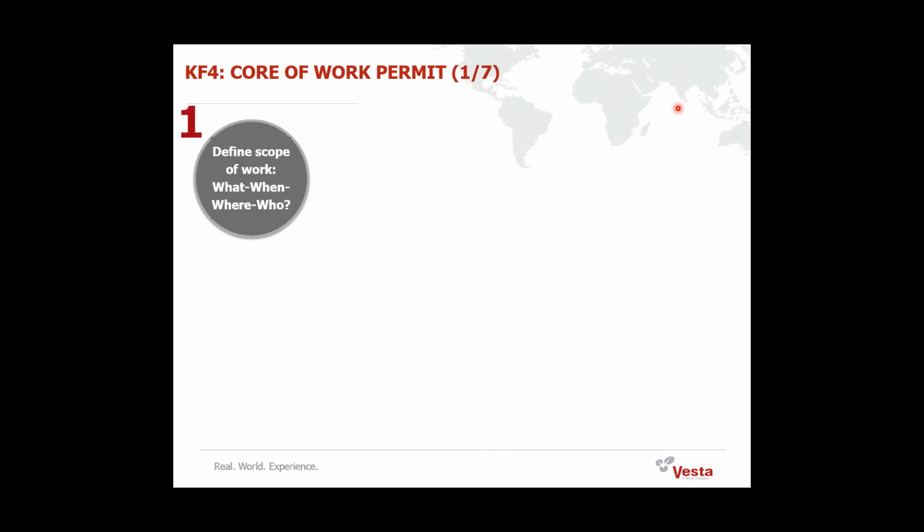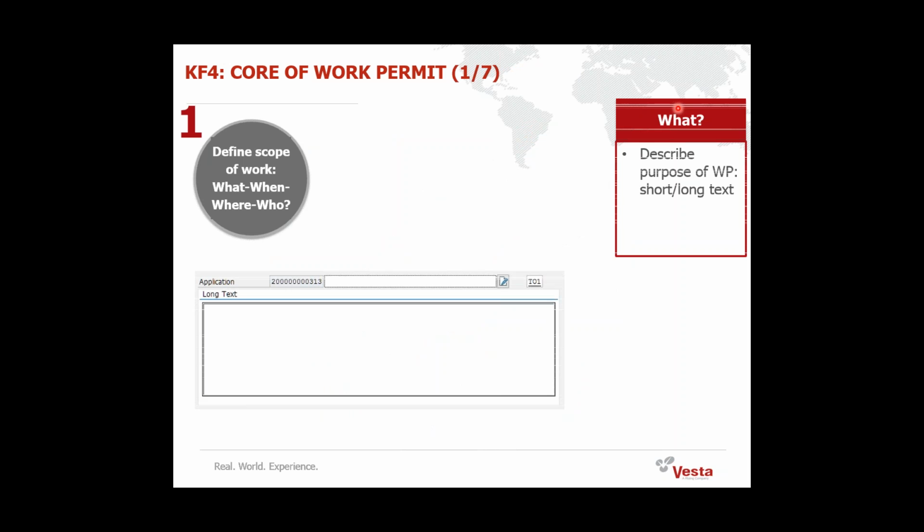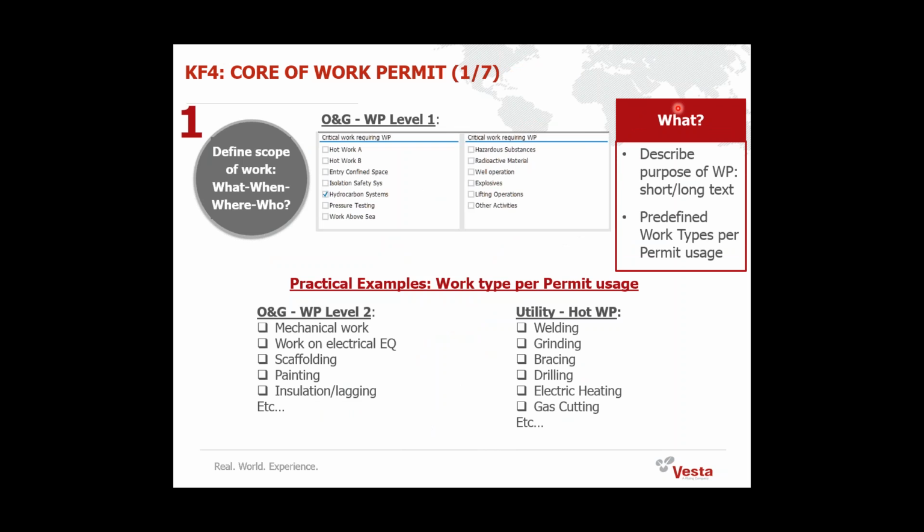Okay, number 1, define scope of work. What? So when you need to log the work that you need to do, you have of course a lot of things in SAP, you have a short text available and you have a long text available where you can put in your information. But also for work permits management you have predefined work types. So you have checkboxes available that you can use to define the work that needs to be done.